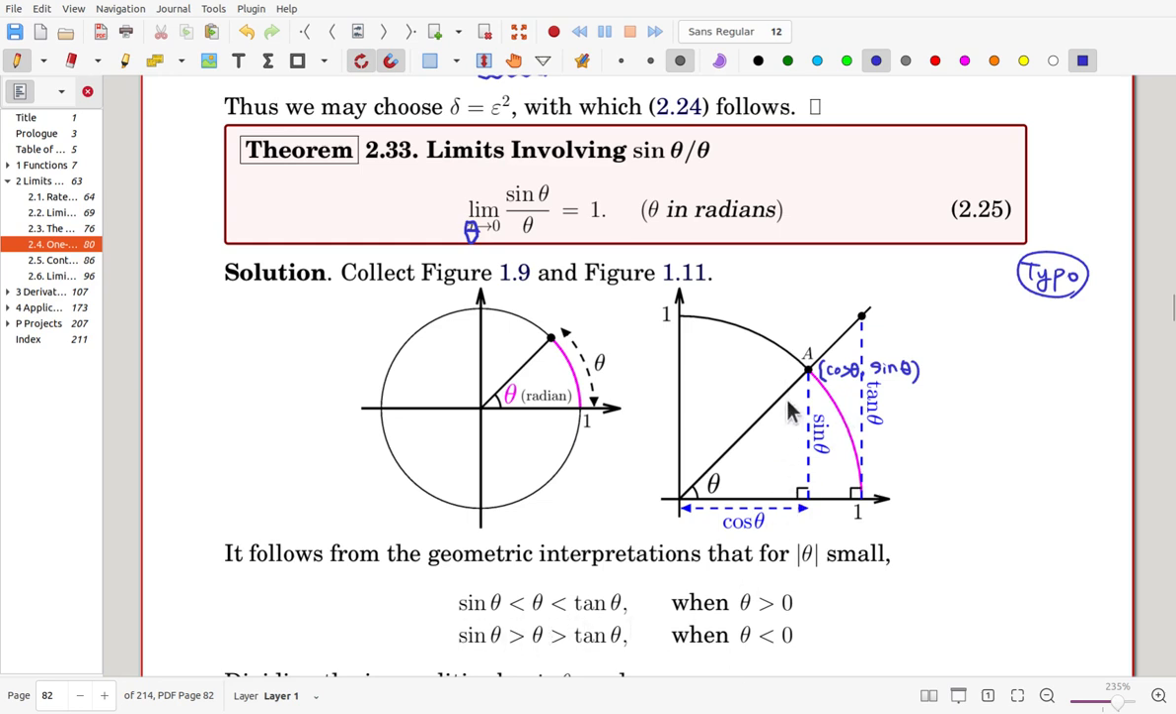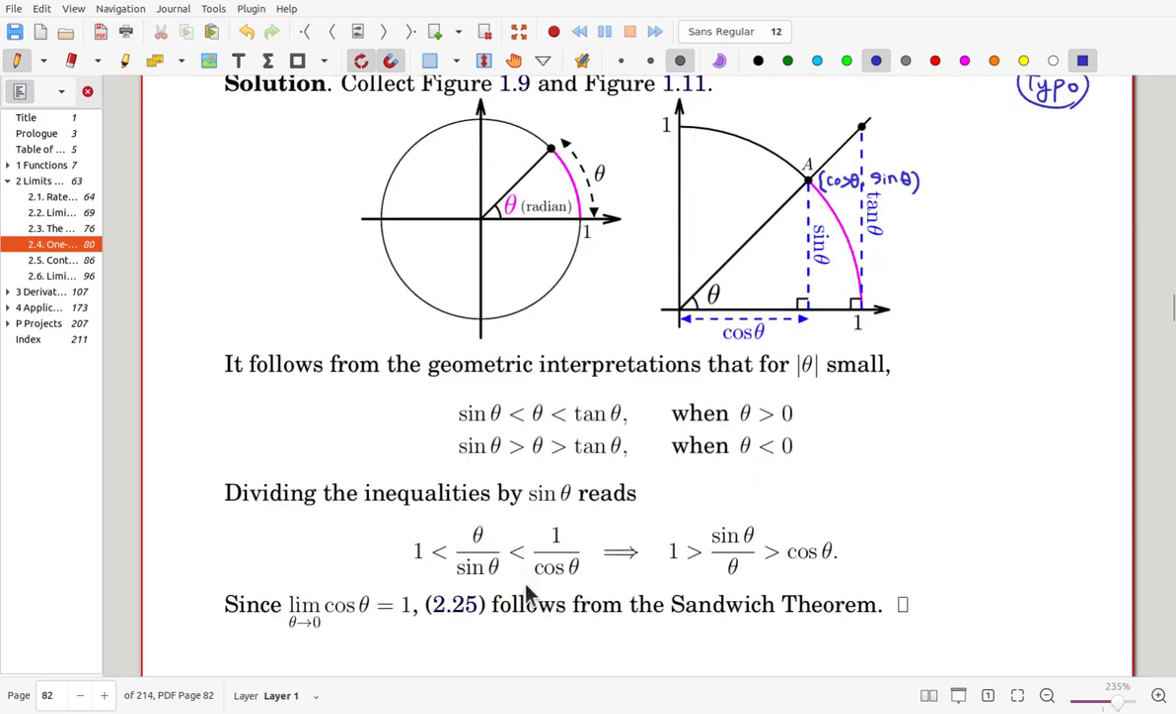When theta is negative, that means if we consider the other direction, then we can reach this one. Along with the negative, we can get it. But anyway, here, if we divide the inequality by sine theta, whether sine theta is negative or positive, from both of them we reach this inequality. And now, if we take the reciprocal, then we can reach that one.